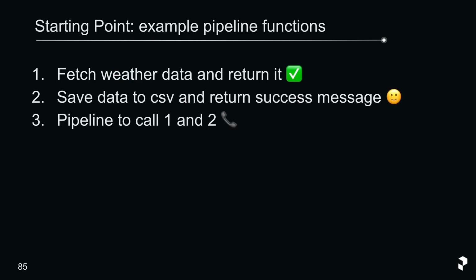We're going to cover an example over the next bit of slides where we're going to see Prefect tasks in action. So we're going to have a three-part pipeline. It's going to have a function that fetches weather data and returns it. It's going to save the data to a CSV and return a success message. And then last but not least, we're going to have an assembly function that calls the first and second function in order.